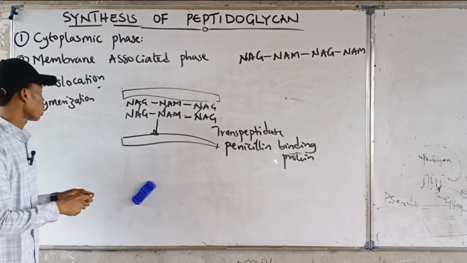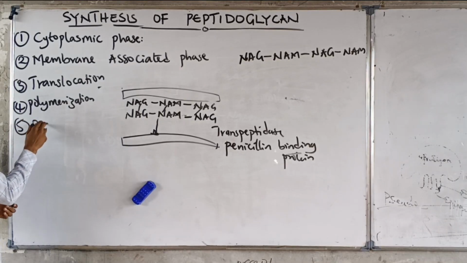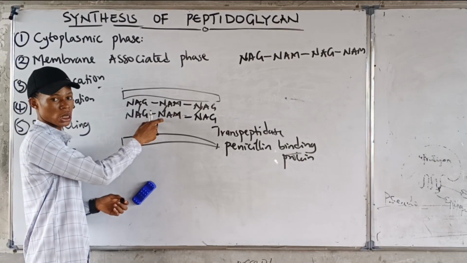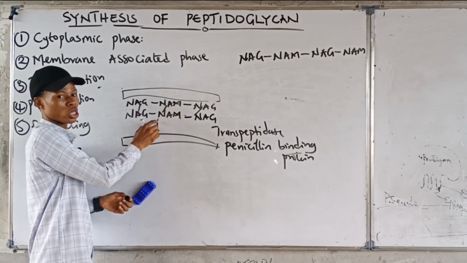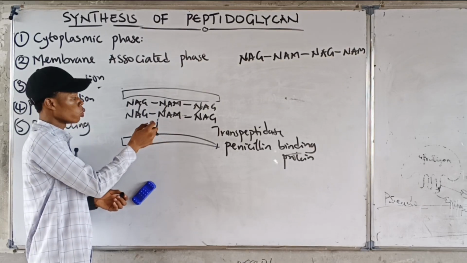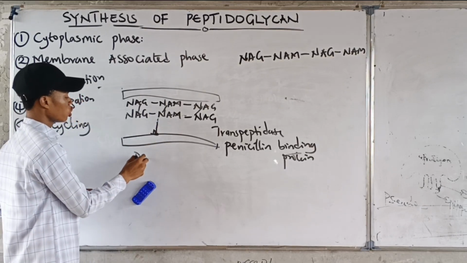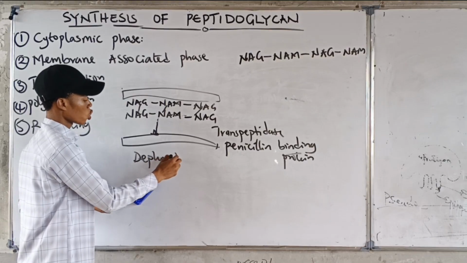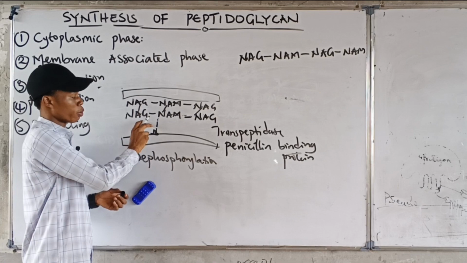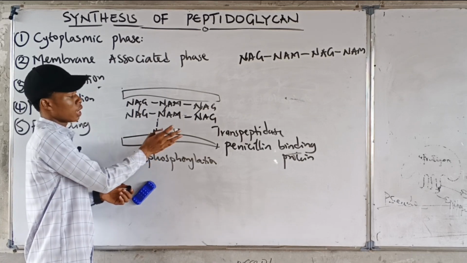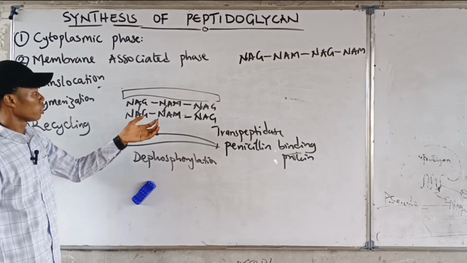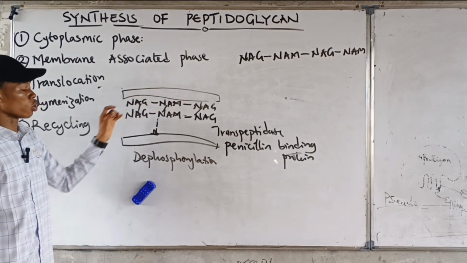Then the last step is recycling. Remember that bactoprenol is still bound to this bactoprenol phosphate. So we want to recover our bactoprenol so it will go back and bring others. So removal of phosphate, so dephosphorylation, we actually remove the bactoprenol. So the bactoprenol returns back and we have our peptidoglycan here. We have our peptidoglycan formed.